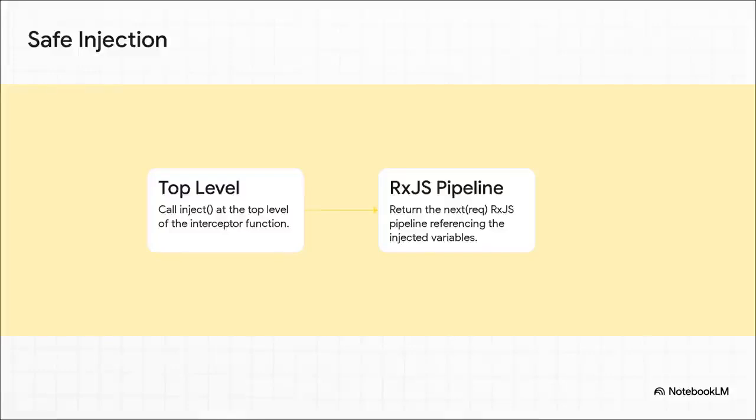Well, to avoid that dreaded injection context error, you must safely call inject outside of the RxJS return pipeline. You do this right at the top level of your interceptor function before you return anything. You grab your auth service or your router right up top. Then, inside your RxJS operators, like catchError or tap, where you're actually processing the request or response, you just reference that injected variable. Keep your injections at the top and your assembly line will run flawlessly.